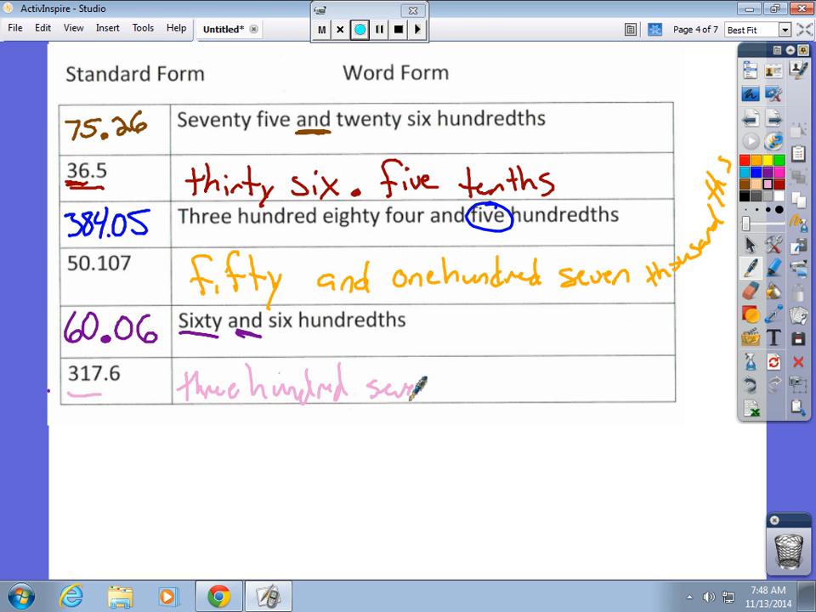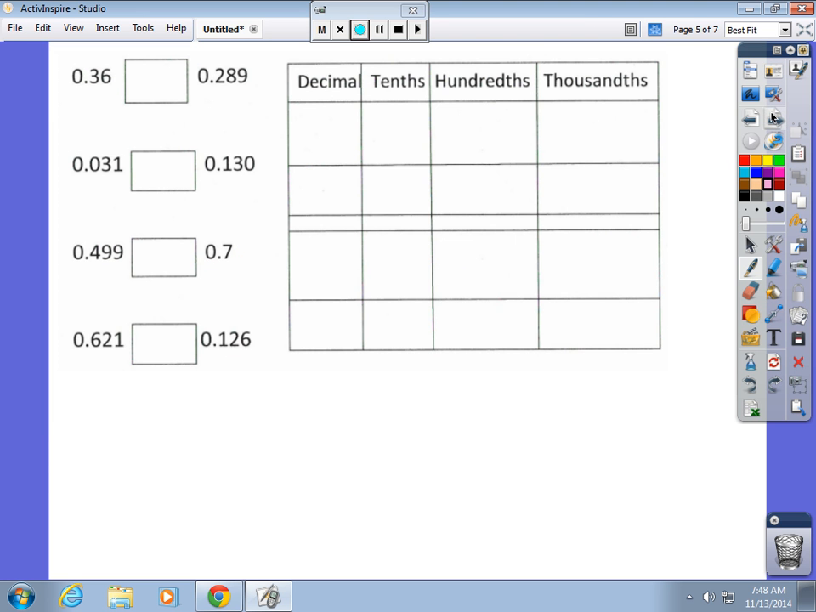Last number, whole number, 317. Notice there's no decimal, just 317 and 6 in the tenths place. 317 and 6 tenths.